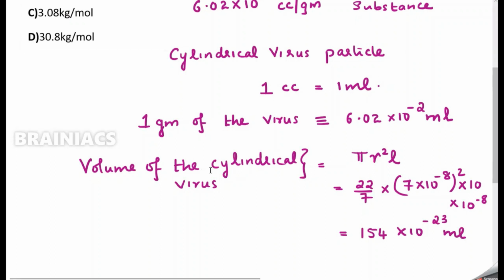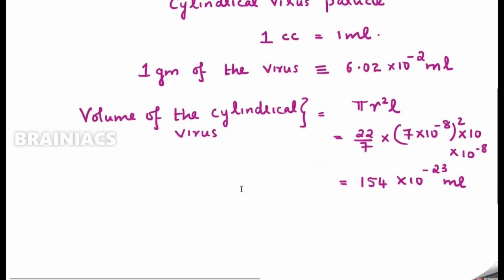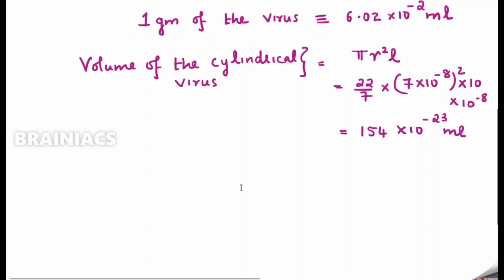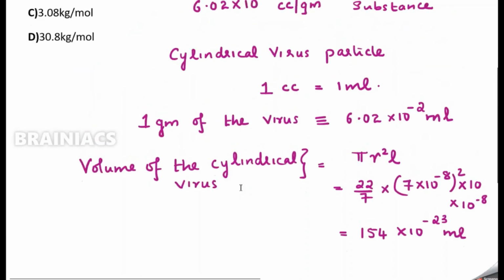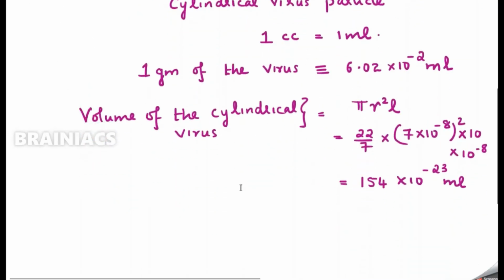Now I know the volume of the cylindrical virus. Okay, now let us calculate. Now we know two things actually. So one thing is 1 gram of the virus has what volume? Now we will find out. We say it like this: 1 gram virus has a volume of 6.02 into 10 power minus 2 ml. Correct?